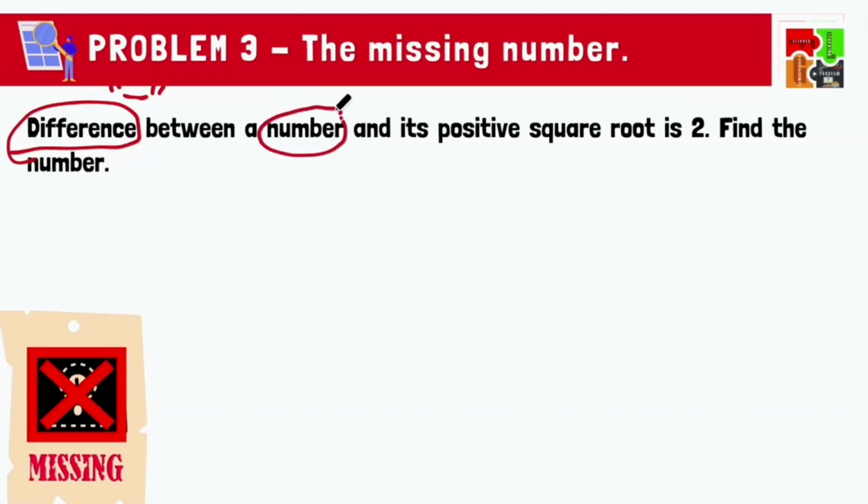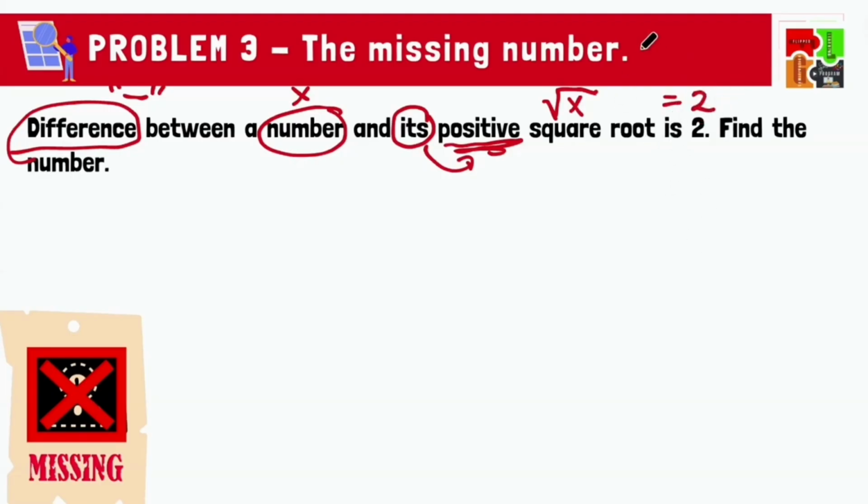Of course, hindi natin alam. Sinabi lang diyan number. So kapag hindi natin alam, nilalagay natin is x, unknown. And it's positive, sinabi diyan, positive, so hindi yan negative. Square root, and its positive square root, so ibig sabihin, yung square root ng number na hindi natin alam is equal to 2.